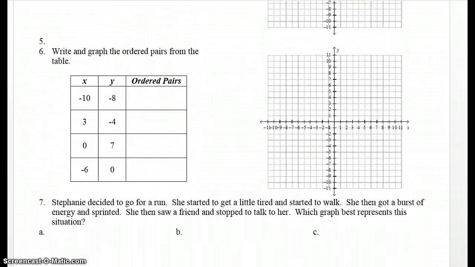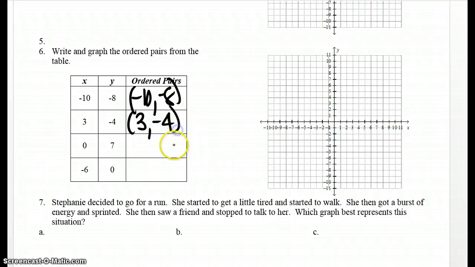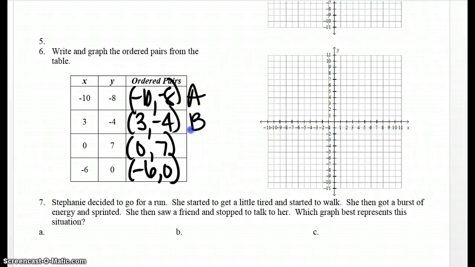The next one, it says write and graph ordered pairs for each of the tables. So the first thing you have to do is write your ordered pairs before you can figure out what you need to graph. So this is -10, -8, 3, -4, 0, 7, and -6, 0. Remember, assign a letter value for each of these so I can tell which ones you are labeling. I'm just going to use A, B, C, D.